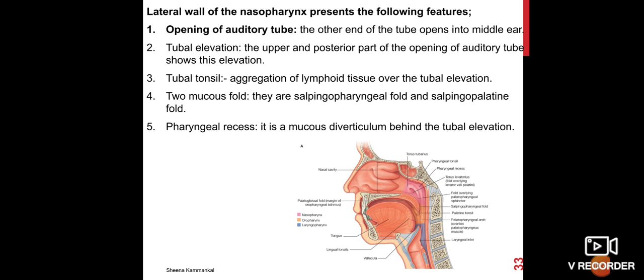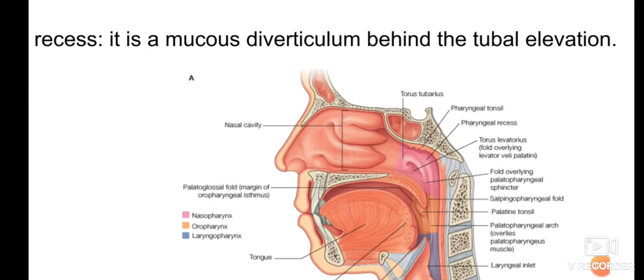And another feature is opening of the auditory tube. Auditory tube is nothing but the eustachian tube which is connecting the middle ear with the nasopharynx. So one end of the auditory tube opens into the middle ear and the other end opens into the nasopharynx. So you can see this opening here on its lateral wall. This is the opening, and above this opening there's a thickened elevation, and this elevation is called tubal elevation. This is the opening, and this is a tubal elevation.